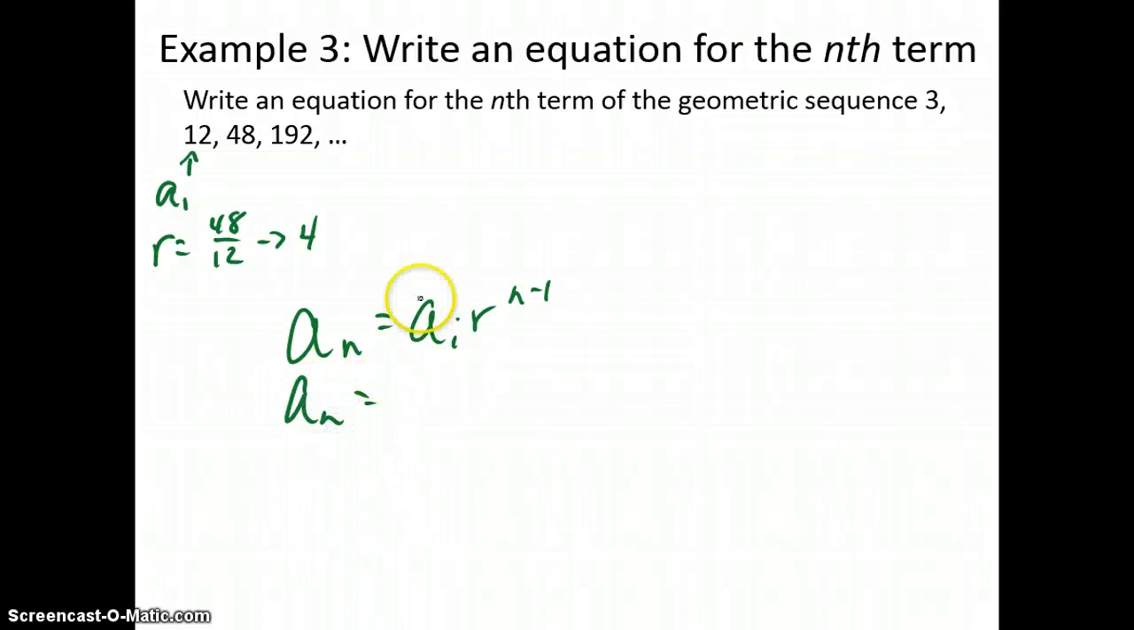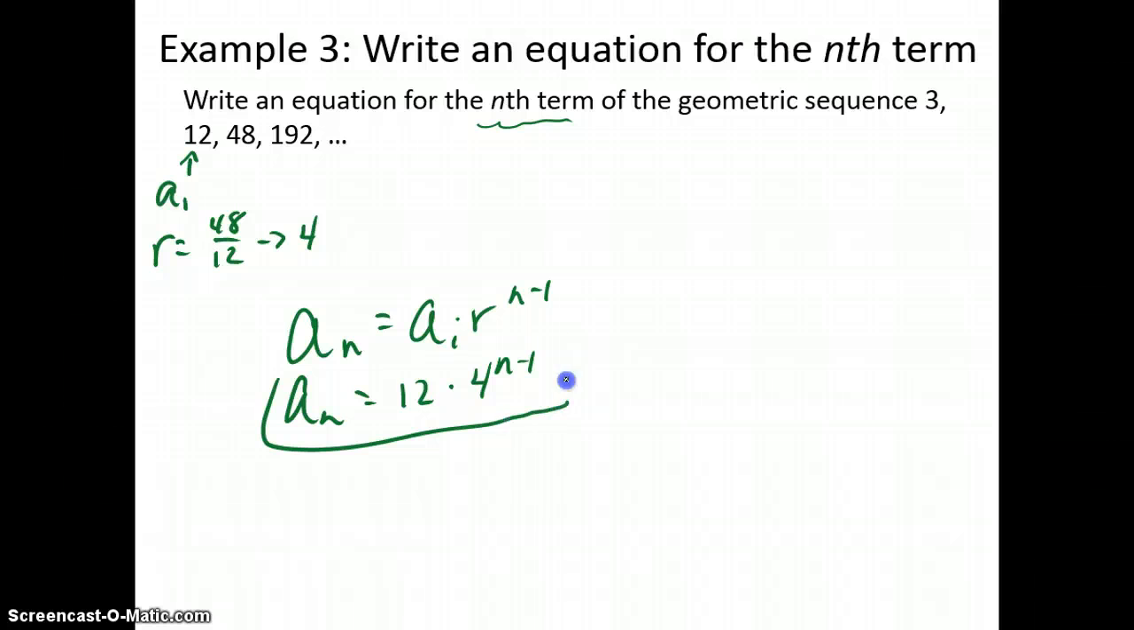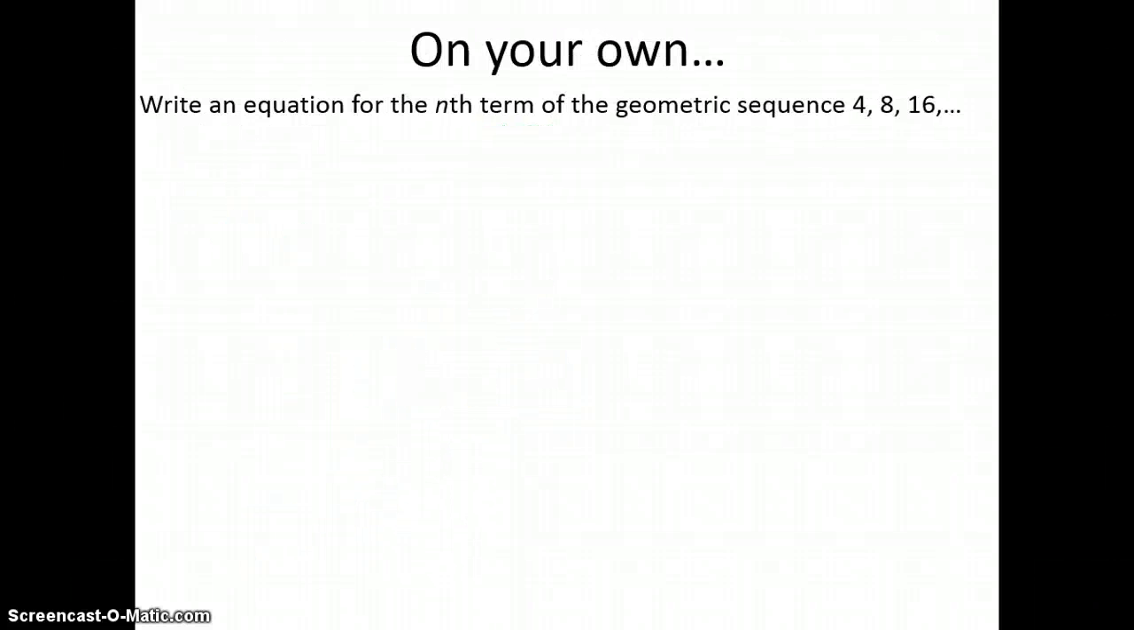Notice we're writing this formula for the nth term, so this is for any term n, so we're going to have n's in it. A sub 1 was 12, it's times r to the n minus 1, and that's actually as far as we need to go because we cannot simplify anything out. We just want to keep it like this. I want you to go ahead and write this one, so hit pause and hit resume when you're ready to come back.